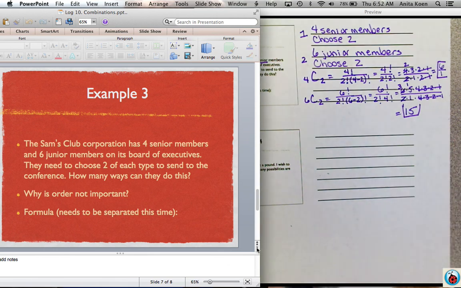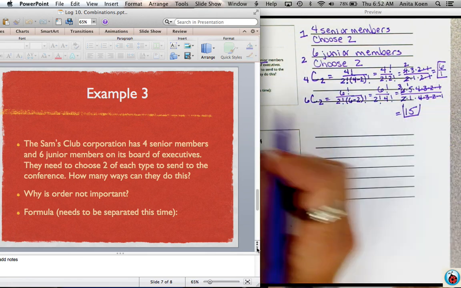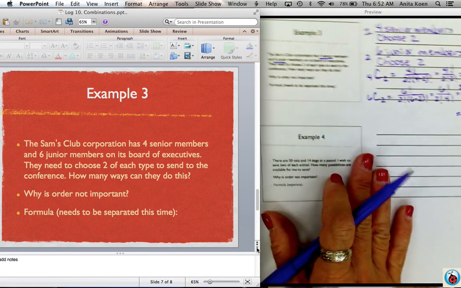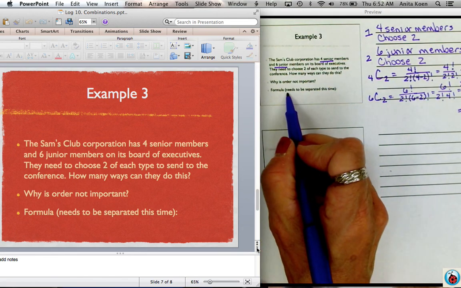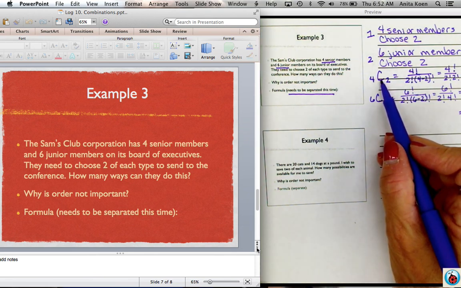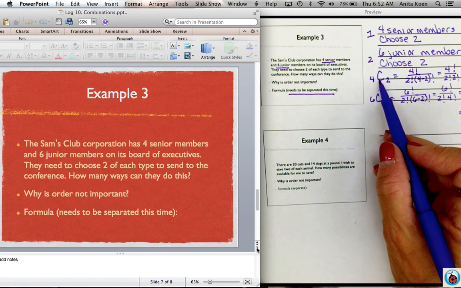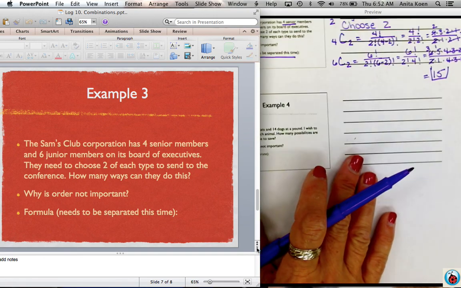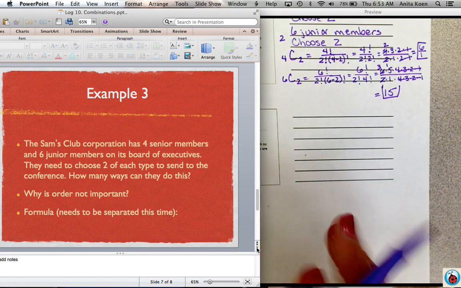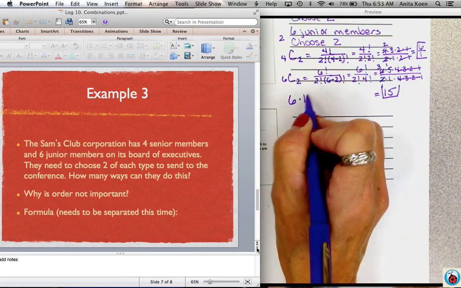So I've got 6 ways to choose senior members and 15 ways to choose junior members. Now to figure out how many altogether, we have to separate the formula on this one. Okay, that's what we've done here. We've separated the formula. We've done a formula for the junior members and for the senior members. These are the junior members. These are the senior members. Now, in order to find out how many members altogether, we have to multiply 6 times 15.